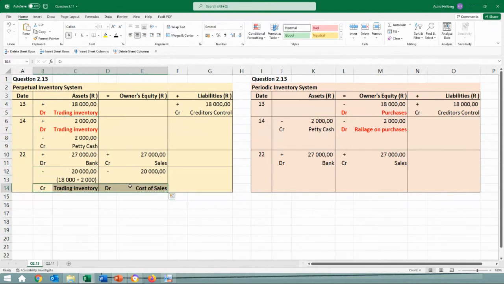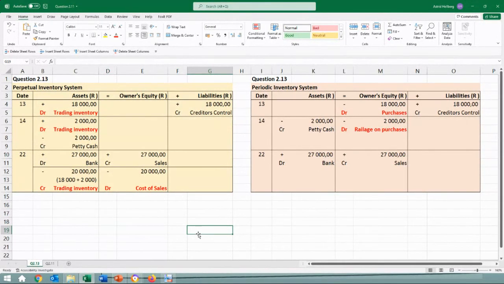So how it differs from the periodic one is this transaction. Specifically, moving the item out of the trading inventory account, the asset account, and moving it into our expense account so that we can account for the profits for that specific sale.